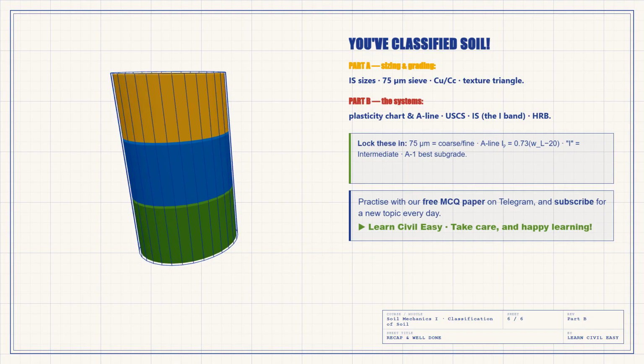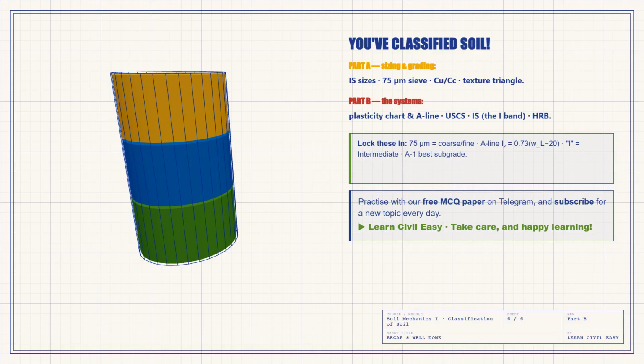Let us gather everything. In Part A, we sized the soil with IS limits, split it at the 75 micron sieve, checked its grading with CU and CC, and read its texture. In Part B, we used the plasticity chart and the A line, then the USCS, the Indian IS system with its special intermediate band, and finally the HRB system for roads.